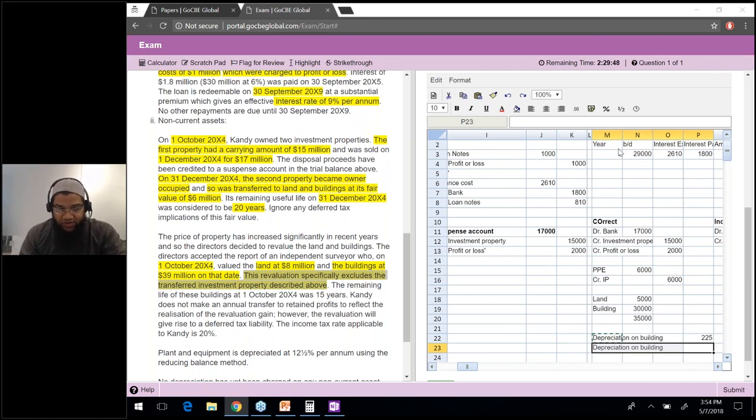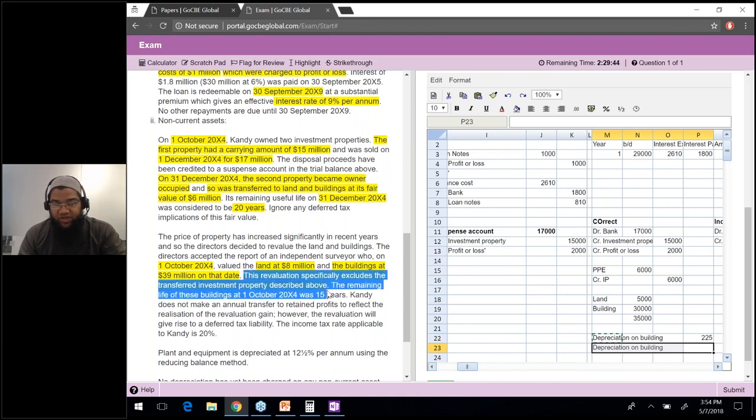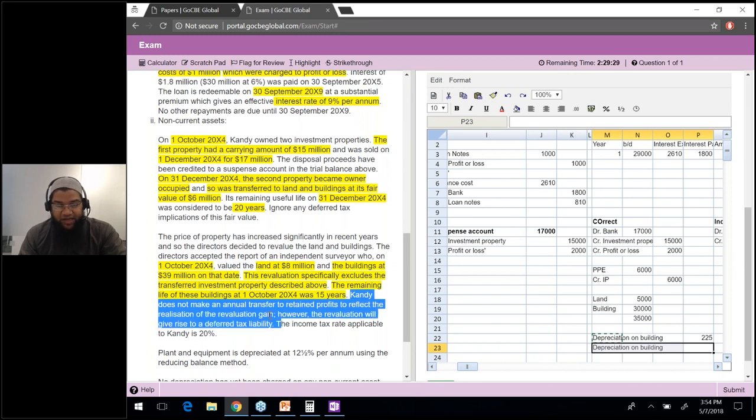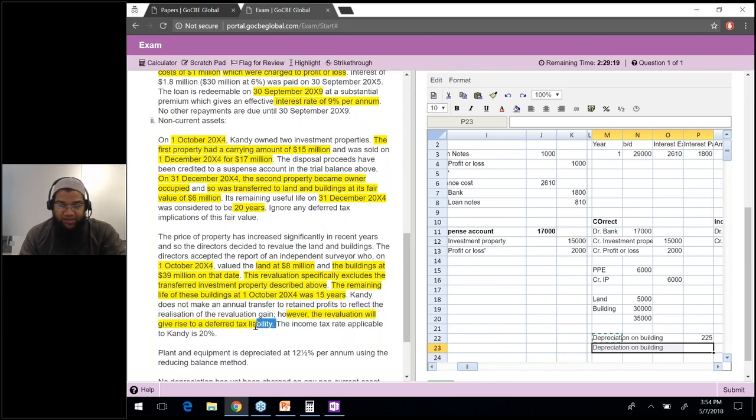So the revaluation specifically excludes the transferred investment property that has been mentioned above. The remaining life of these buildings at 1st October 20x4 was 15 years. So the life of the building is 15 years. Candy does not make an annual transfer to retained earnings to reflect the realization of the revaluation gain. However, revaluation will give rise to deferred tax liability as well. The income tax rate applicable is 20%.